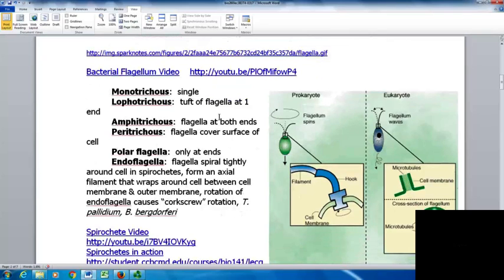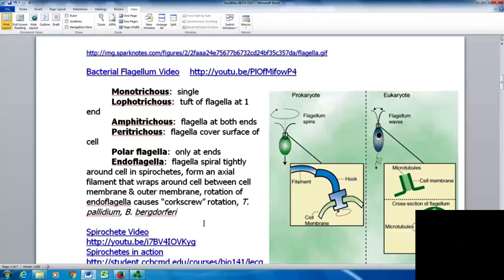We can look at the arrangement of the flagella. Monotrichous are just a single. Lophotrichous are going to have a tuft of flagella at one end. The amphitrichous are going to be flagella at both ends, and peritrichous has flagella covering the surface of the cell. A polar flagella is found just at one end. The endoflagella are a little bit different.